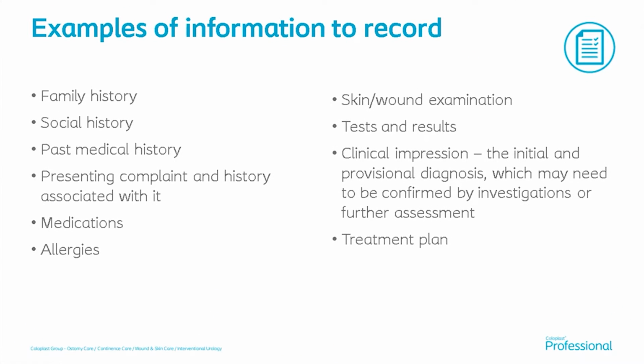So examples of information that we would record would be family history, our social history, any test results, the skin and wound examination, the treatment plan that we've identified, the diagnosis of what we found, have we had any test results to back our findings, which medications is someone taking. All of this is factual evidence that we need to be recording.